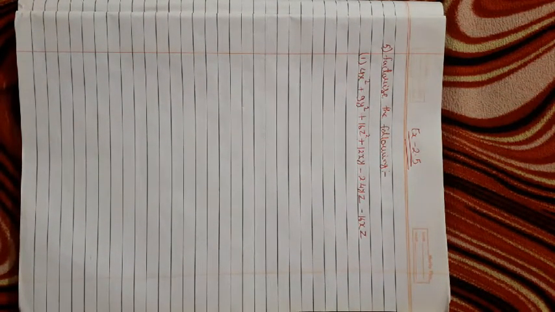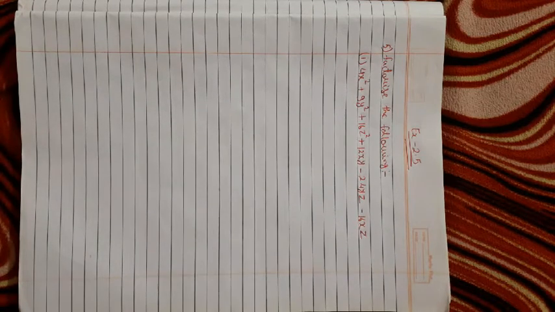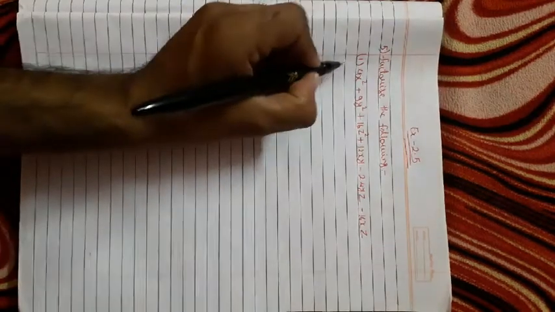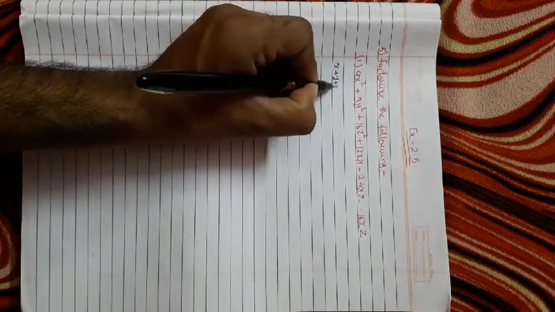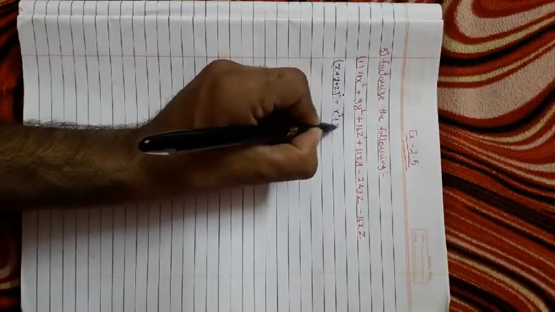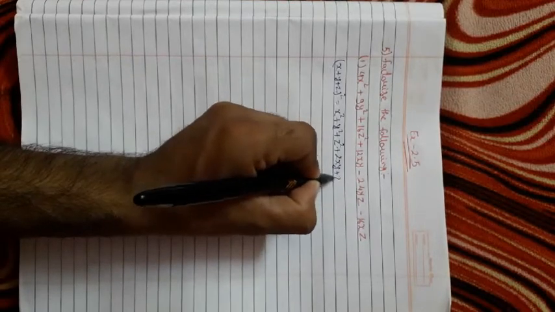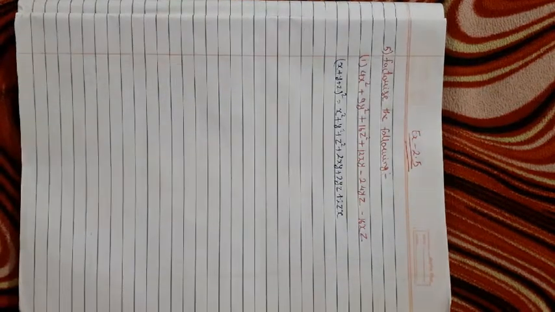For writing factors, we need to compare this sum with the identities, and whichever identity can be compared with it will be used. So first I am writing the identity which can be compared with this sum: x plus y plus z whole square equals x square plus y square plus z square plus 2xy plus 2yz plus 2zx, or xz, whatever we can say.